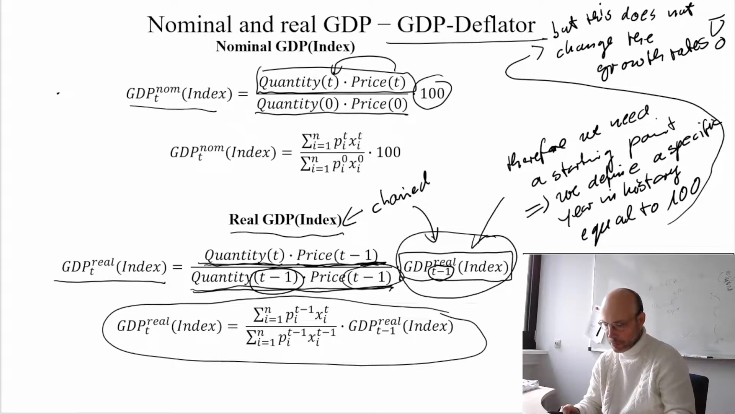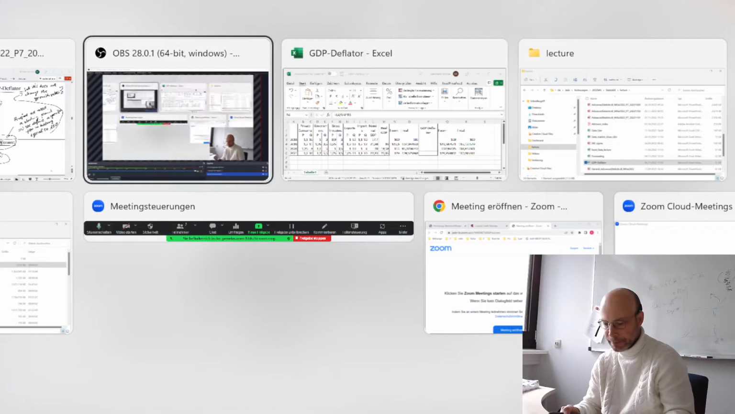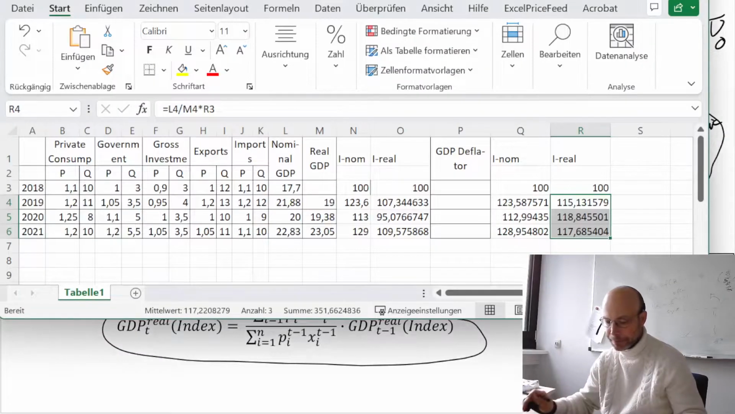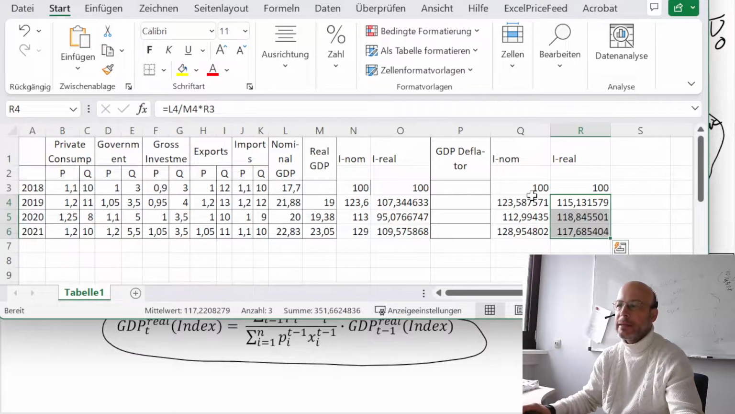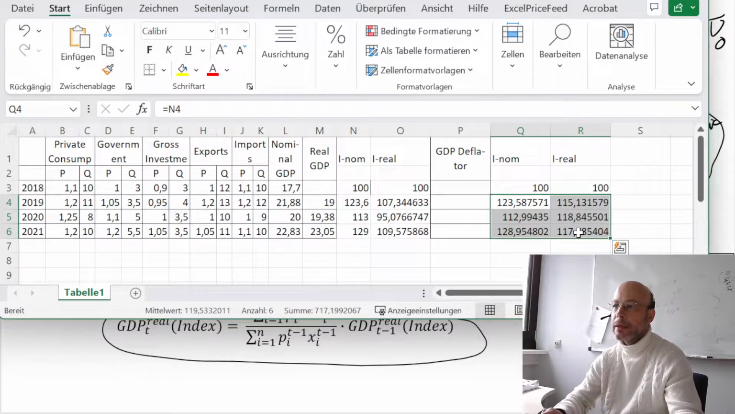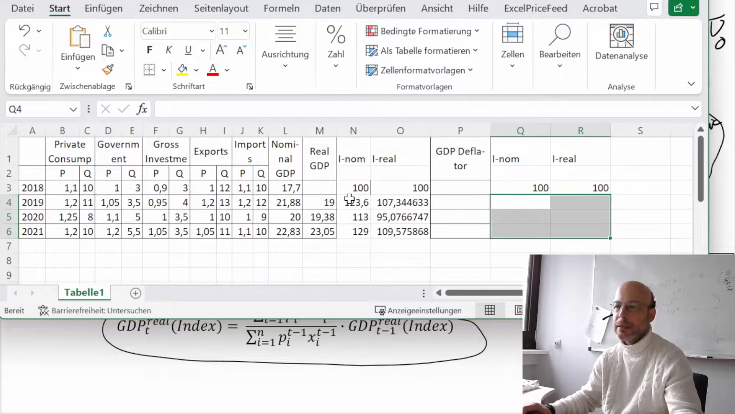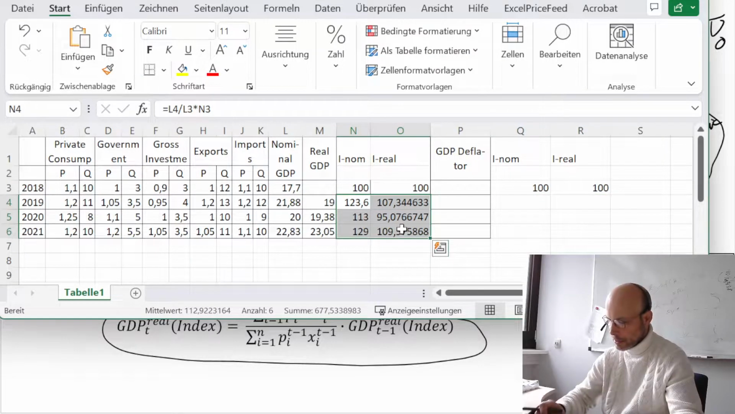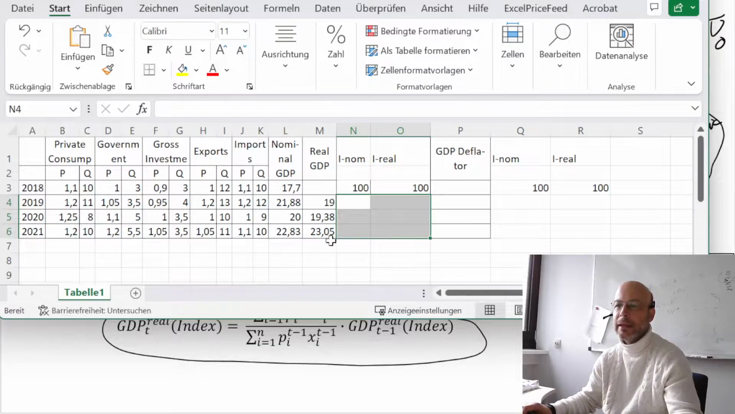So let's redo this, and for this we go into our Excel sheet, and let me take this out at first, and this also, and then again I want to show you what we have to do in order to do it the right way.